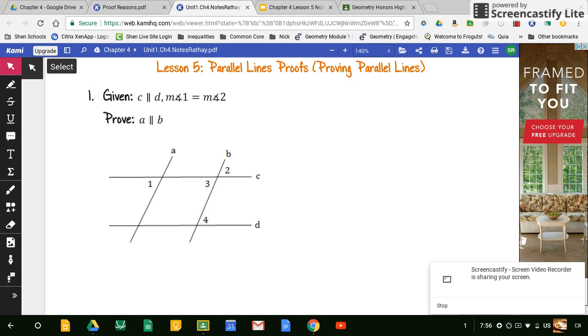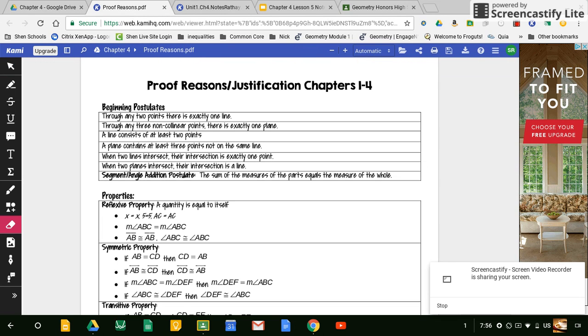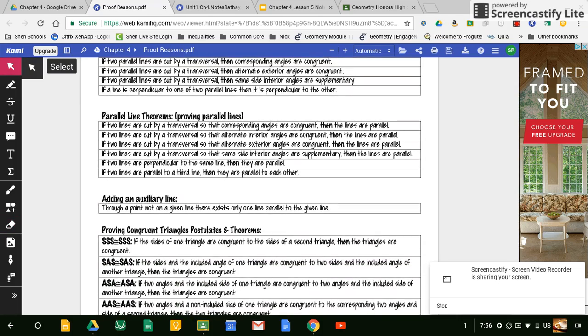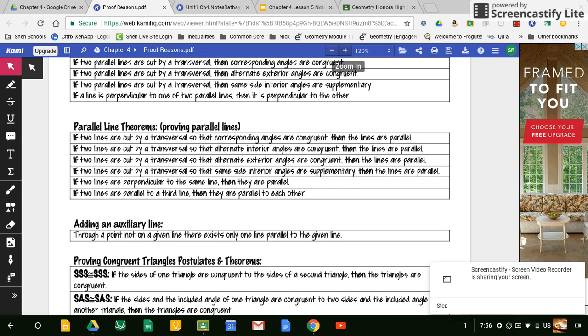Okay, so lesson 5 is a lesson where we are proving parallel lines instead of given parallel lines. So before we start it, I'm going to take a look at the proof reason sheet that you got, your pink sheet. You should have gotten it in your mailbox today, or it is posted on Google Classroom. So on this proof sheet, we actually have a box that is dedicated to proving parallel lines.